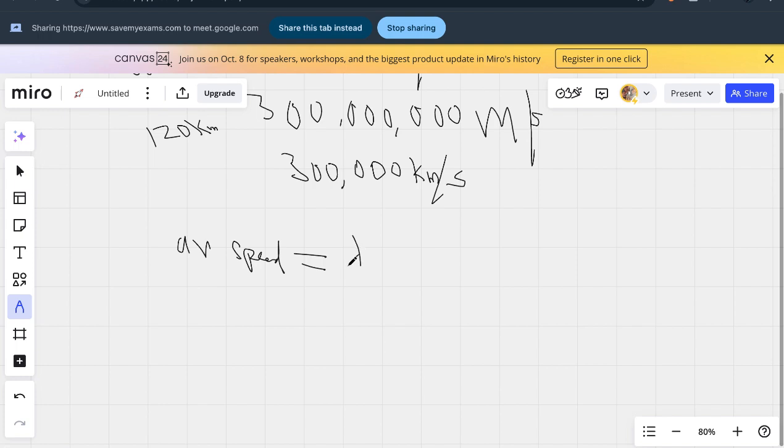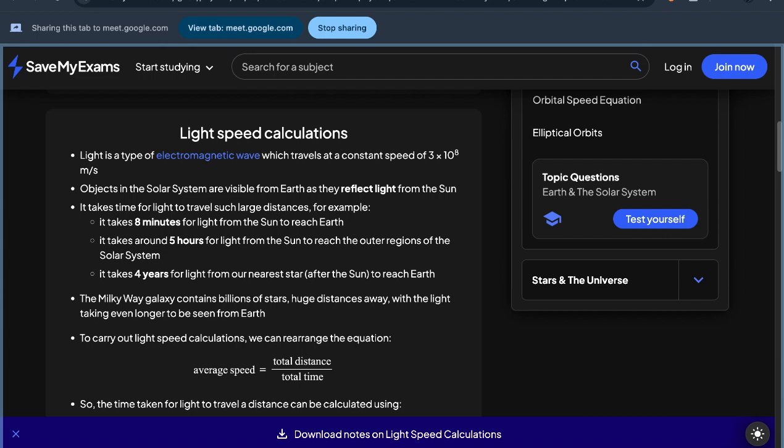Let me just write distance. You know what is meant by total distance: all the distance that you have traveled over all the time that it takes. So average speed is total distance over total time taken. It is this same elementary physics formula that we use for outer space calculation.